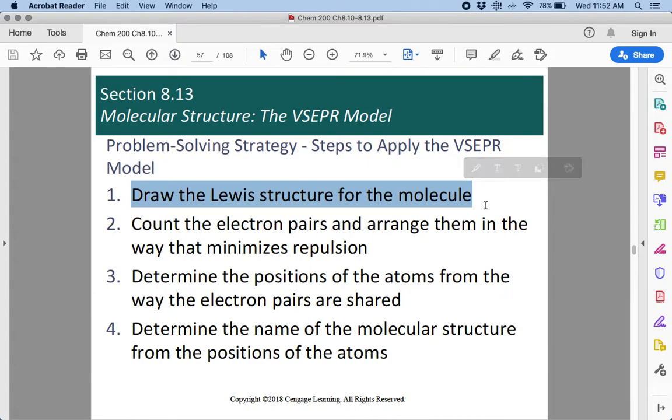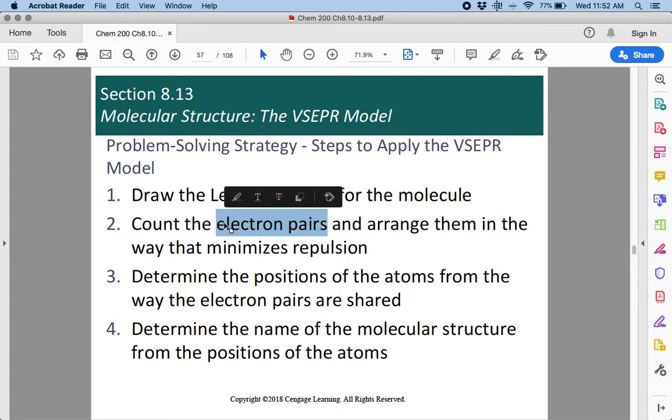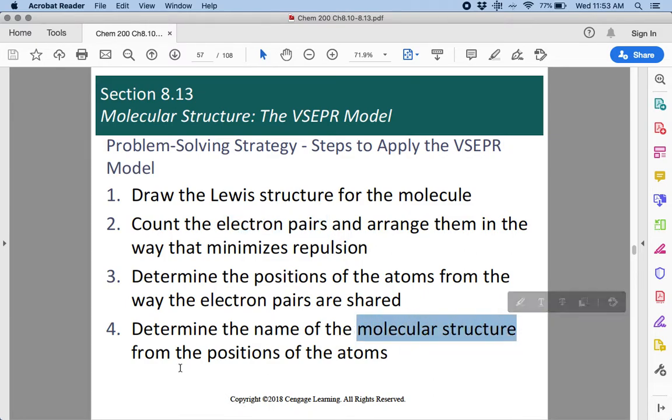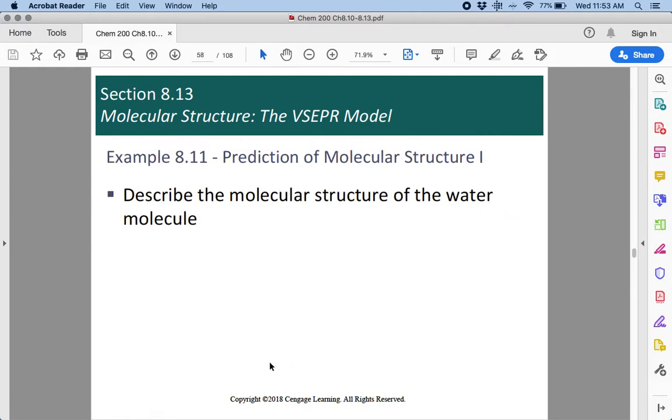So really, really do work on that practice. Look at the extra help. I gave a lot of resources for that. And then we're going to count the electron pairs that arrange themselves in a way that minimizes repulsion. So what we're talking about here is we're going to count how many different electronic groups there are. This would be either a lone pair or a bonded pair. How many different groups are there and where are they located? And then lastly, from determining how many electronic groups there are and how many bonding groups there are, we can determine a molecular structure. We can also determine an electronic structure, which we'll talk about in a moment.